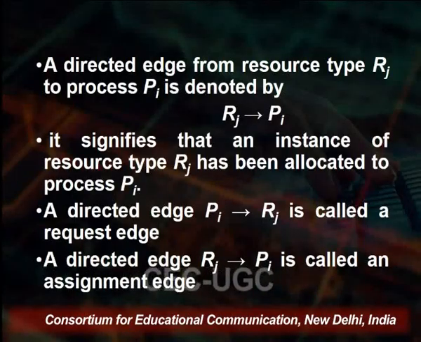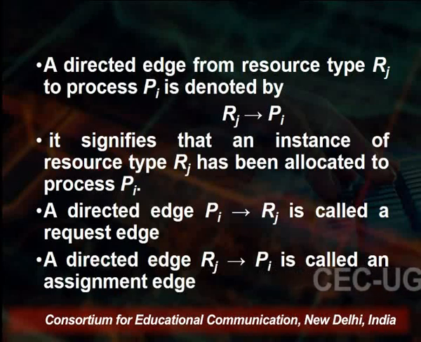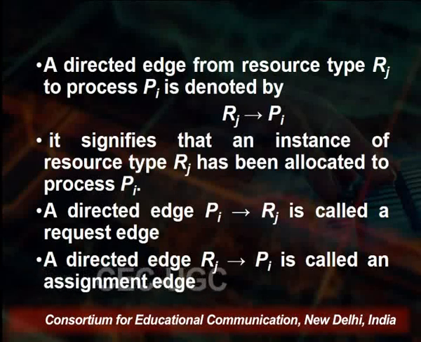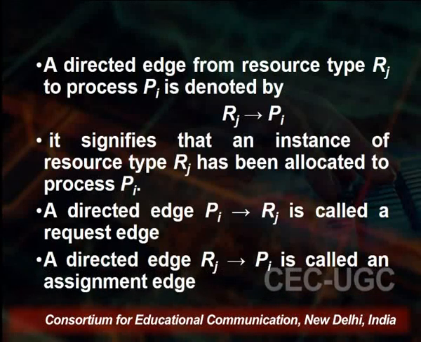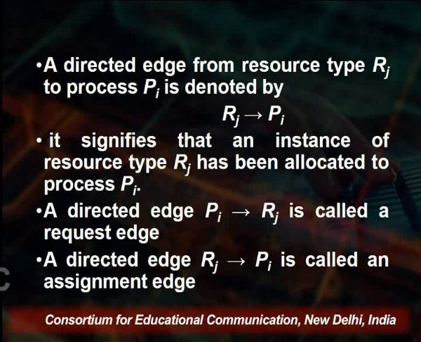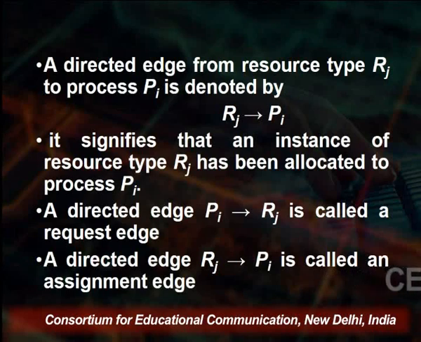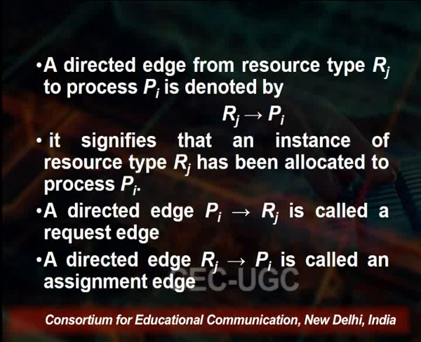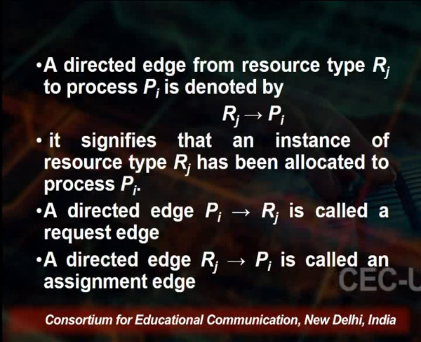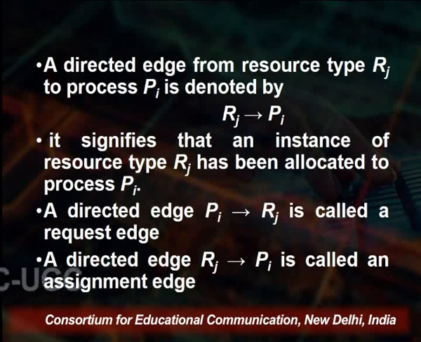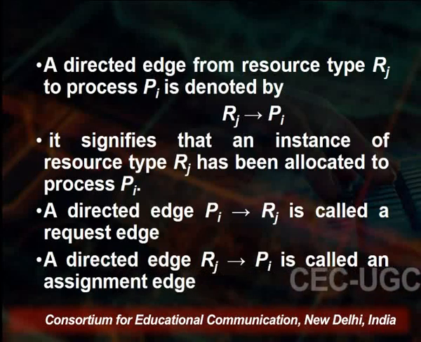There can be a directed edge from the resource Rj to the process Pi, right. This signifies that an instance of the resource Rj, or the resource type R, has been allocated to the process P. So this is known as an assignment edge. So the edge from the process to the resource, which denotes a request that the process has requested but is waiting, is known as a request edge, and the edge from the resource to the process is known as an assignment edge, which shows that the resource has been assigned to the particular process.